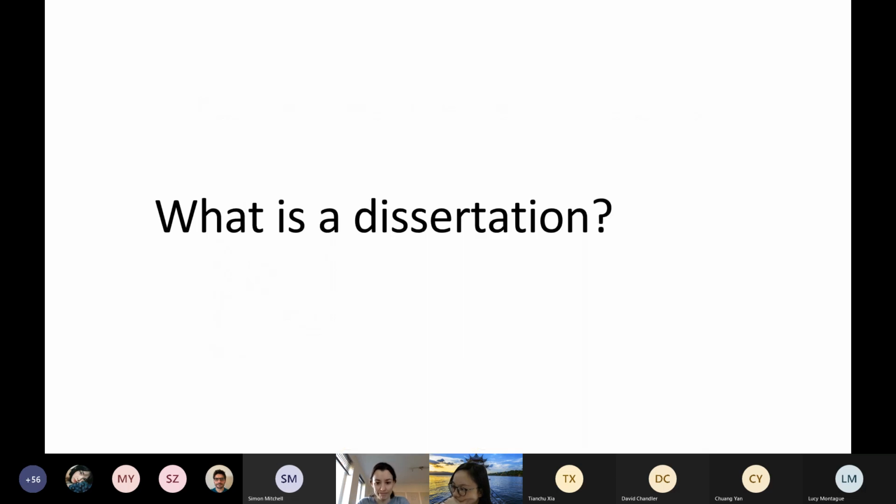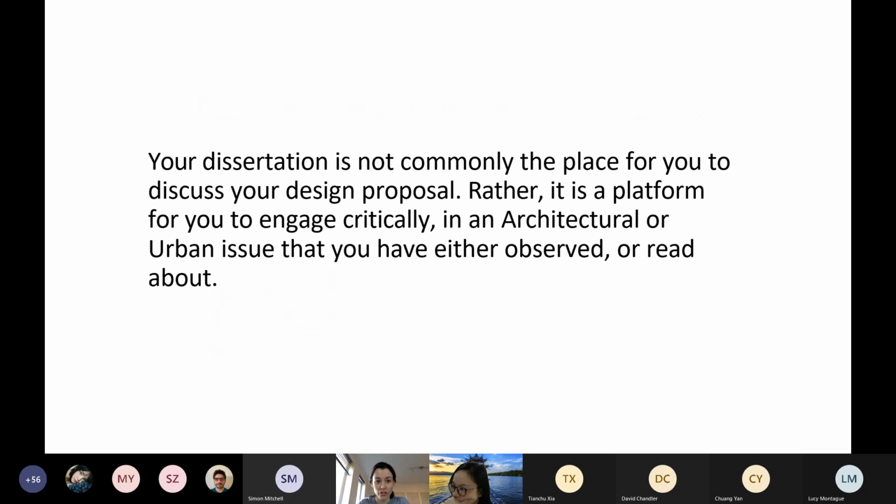So what is a dissertation? A dissertation is not commonly the place for you to discuss your design proposal. It's a platform for you to engage critically in an architectural or urban issue that you have either observed, read about, or experienced. I would discourage you from looking for practical design solutions in your dissertation.